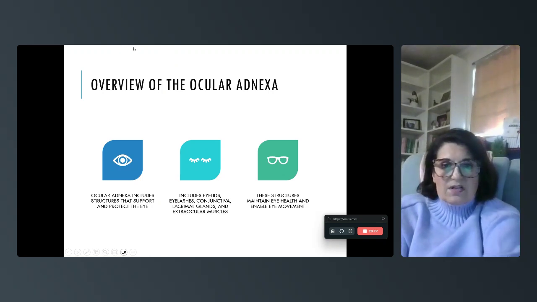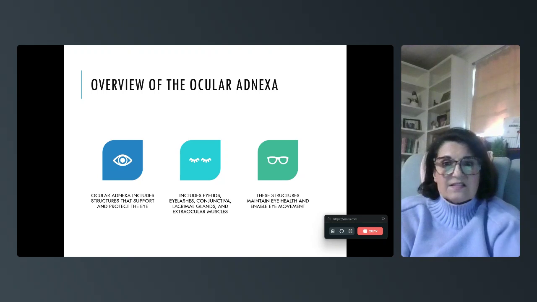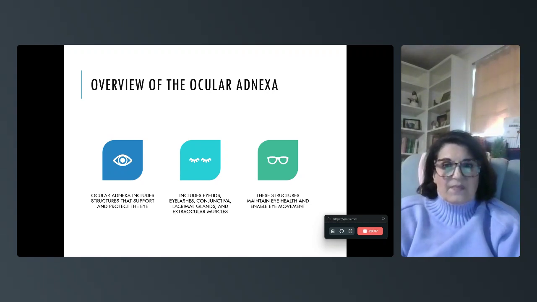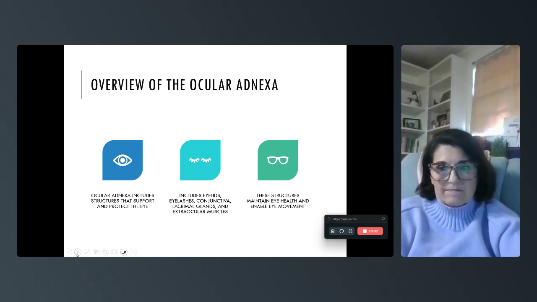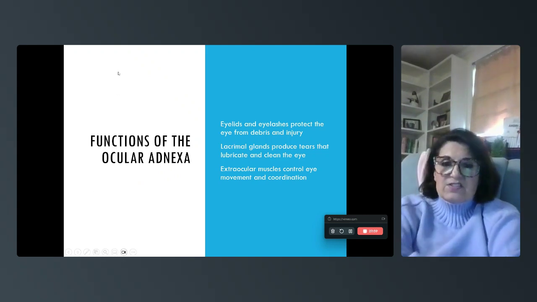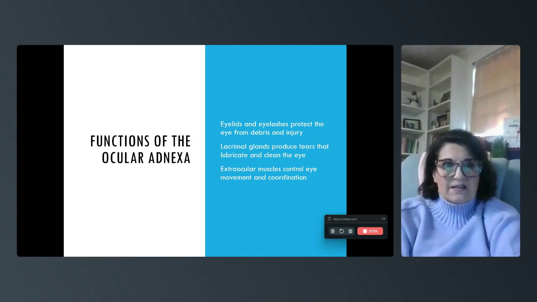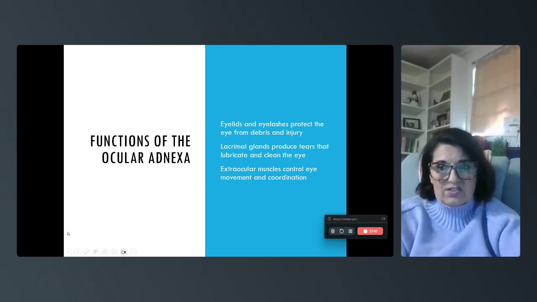One other part that we're talking about is the ocular adnexa, and that's the structures that support the eye. So the eyelids, the eyelashes, the conjunctiva, the lacrimal glands, and the extraocular muscles. These structures help to maintain eye health and enable eye movement. Functions of the ocular adnexa: of course, we know our eyelids and eyelashes protect the eye from debris and injury. The lacrimal glands are the ones that produce tears, and they help to lubricate and clean the eye. And the extraocular muscles control eye movement and coordination.